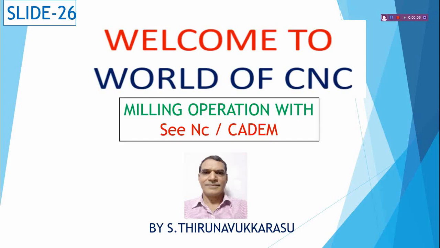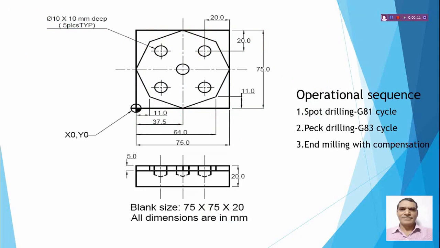In this slide we will see the milling operation with the CNC and the Cadem software, and this is the profile. We have 5 drilling spots, and already we know the coordinate values. This is 20, 20, and this is 55, 20, 55, 55, 20, 55, and 37.5, 37.5. So these are the coordinate points. We are taking this as the reference point. The blank size will be 75 by 75 by 20.